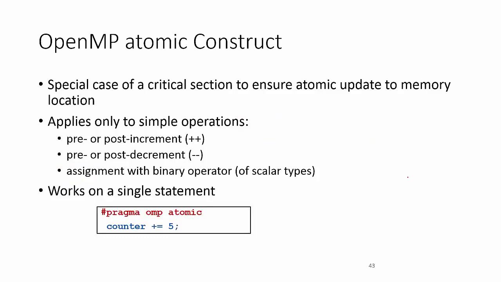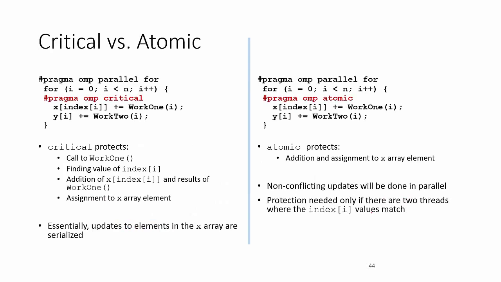In OpenMP, you have an alternative to critical regions. You have the pragma OMP atomic. If you have a simple statement where you just update a variable, like in the Pi program, atomic is to prefer over critical because it's much more efficient. And this comparison here shows how it's different. So to the left here we have the pragma OMP critical. It protects this line here, but it protects the whole line, including the call to the function work1, and finding the value of index I and adding the index I to the result of work1 and so on. So in this case it means that basically the for loop here is sequentialized because of the critical region.